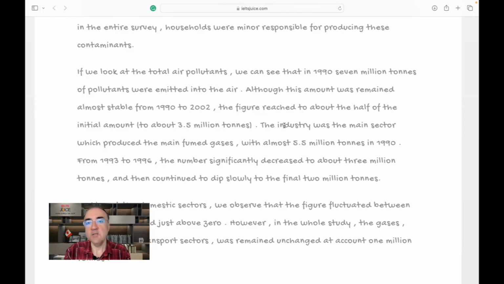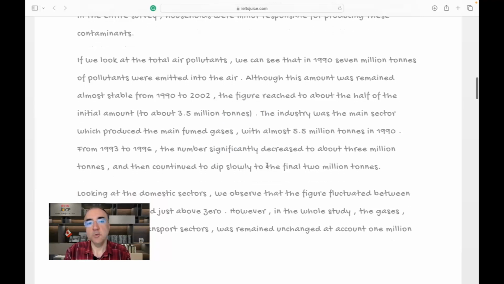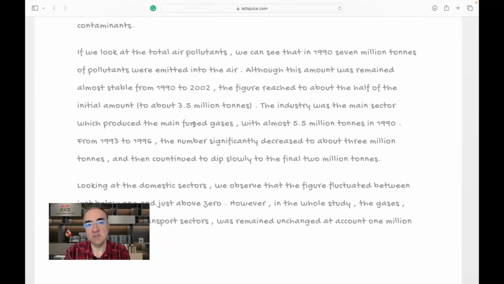Sorry, we're here. The industry was the main sector which produced the main gases. I still don't like this. With almost 5.5 million tons in 1990. That is the accurate use of comma. It is a bracketing comma, but because there are no other parts of the sentence towards the end, and the sentence ends with a full stop or period, that is both the second bracketing comma and the full stop. So we just need one comma, and that's all. We don't need to put another comma next to a full stop.